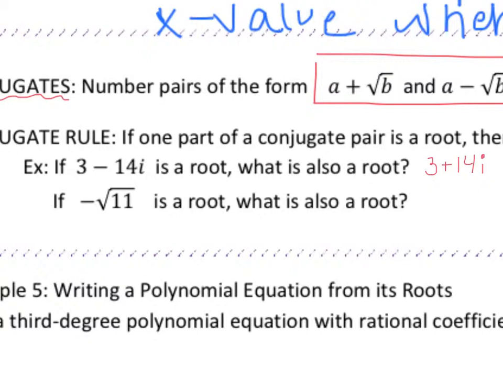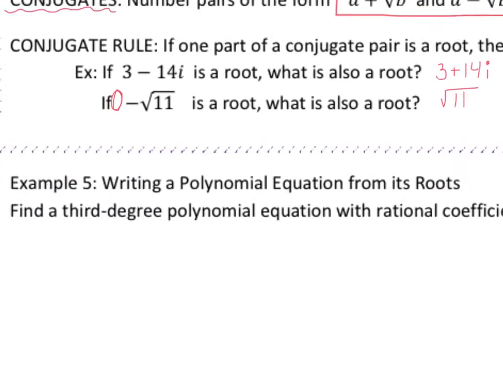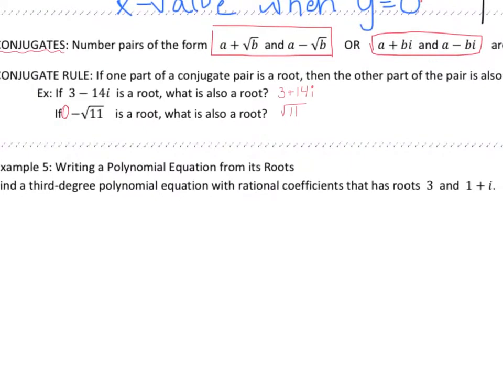All right, if negative square root 11 is a root, what is also a root? Positive square root 11. If you want it to have the a in front, you can just put a 0 there to make it look like the two numbers added together. Does that make sense? Okay. You've got 5 or 6 problems on your homework like that. All right, you ready to keep going? You have a worksheet.